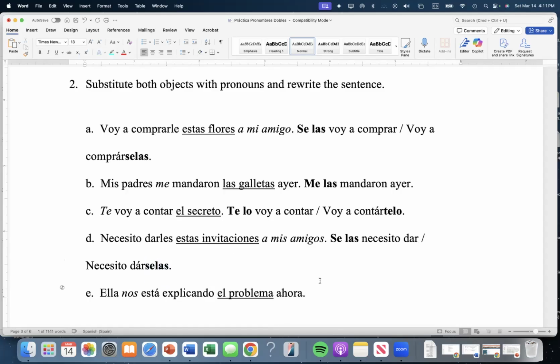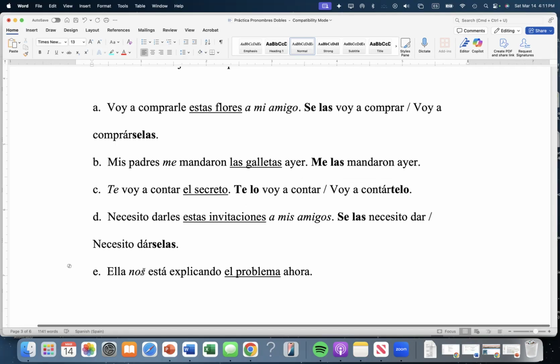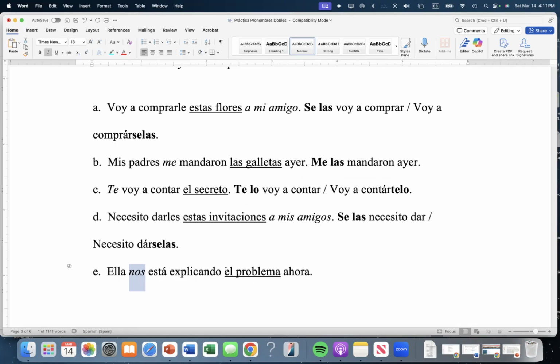The last one, we are the indirect object, for whom or to whom, to us or for us, and the direct object, el problema. El problema, that's a masculine noun, ends in ma, and the article is telling you it's masculine. El problema, masculine noun. So you replace it with lo. Ella nos lo está explicando. She's explaining it to us right now. Or ella está explicándonoslo. Super big word.